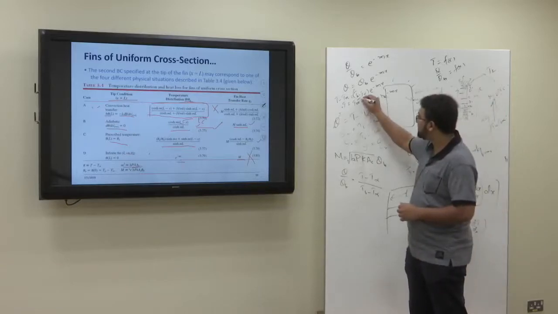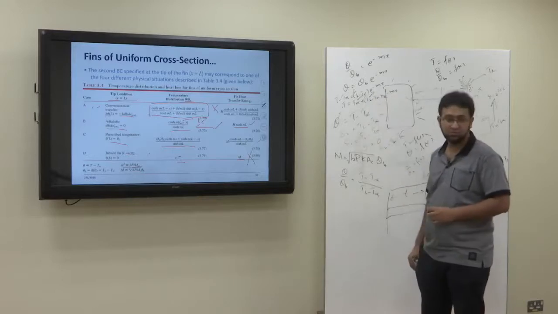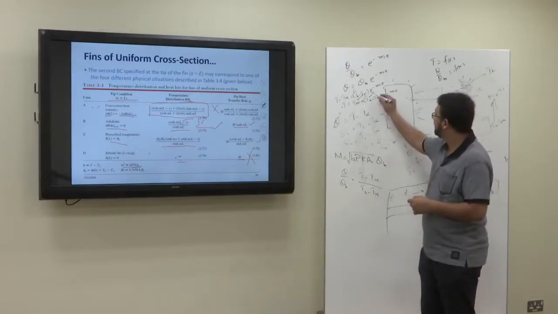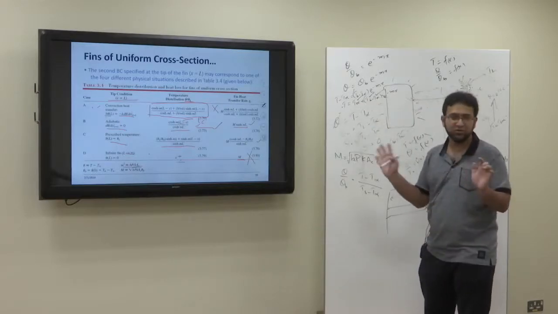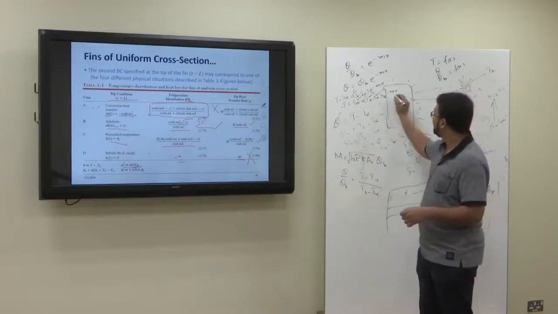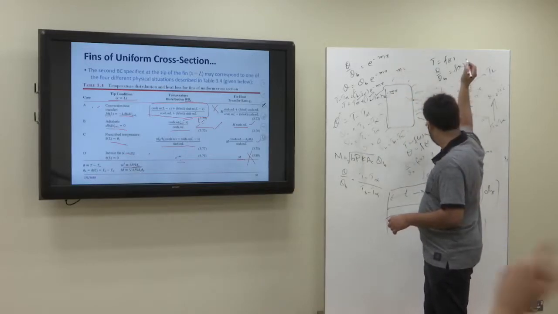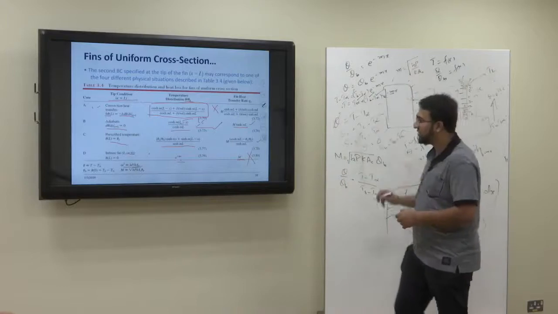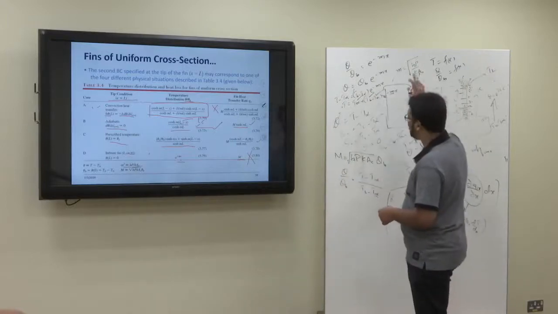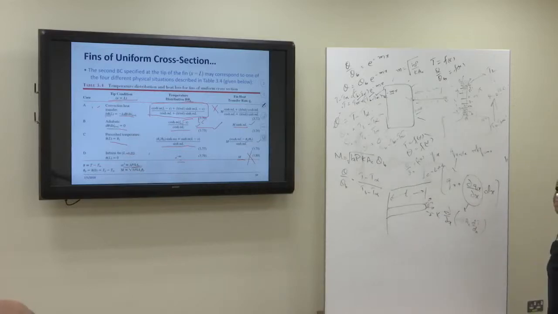T infinity is known. TB is known. Base temperature was 100. T infinity known. I need to find T as a function of x, so I don't need to find x. Now talk about this m. m is equal to square root of hP upon kAc, okay? That is m.